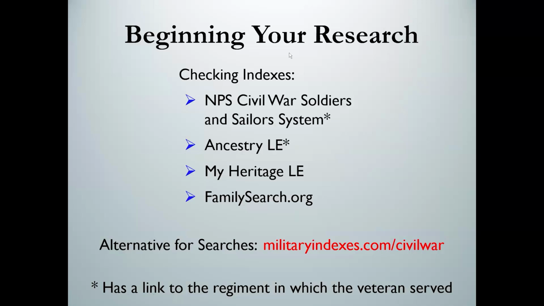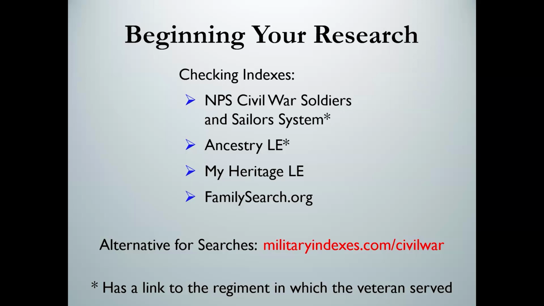So we're going to begin your research. You always want to look at the indexes. We've got 4 different indexes that you can look at. The NPS stands for National Park Service. They have a database called the Civil War Soldiers and Sailors System, and you can put in the person's name. On the left-hand side there are filters, and you can narrow down Union or Confederate, what state they were in, if they were infantry, cavalry, wherever they fought, and you can get your results that way. Ancestry Library Edition.